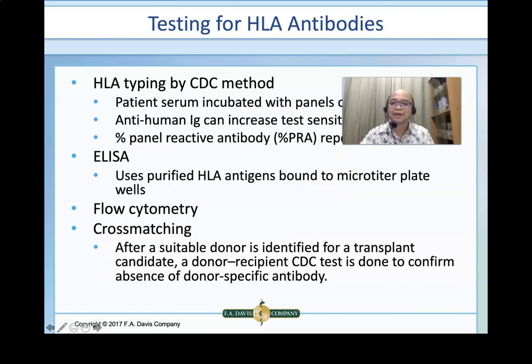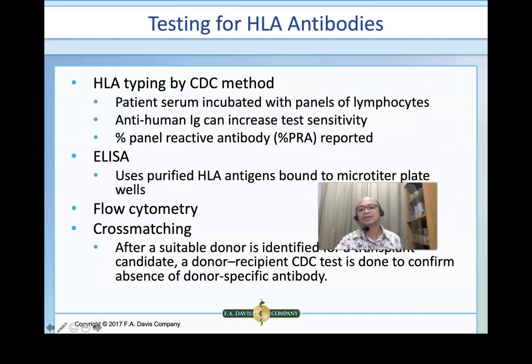Okay? So how do we test? We can test this by means of HLA typing by the CDC method. Okay, baligtad naman. Kanina, we were testing the lymphocyte. This time naman, we are testing the serum. And baligtad naman, kanina anti-sera yung ilalagay natin, but this time, we are adding a panel of lymphocytes. Anti-human IgG can increase the test sensitivity. Ang manner of reporting dito is yung percent PRA, or panel reactive antibody.